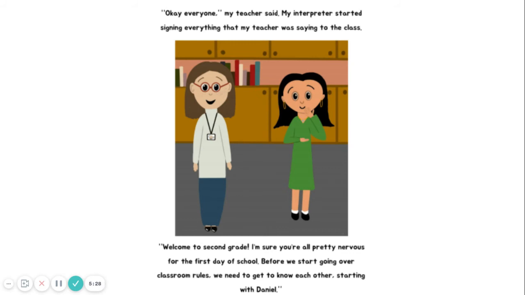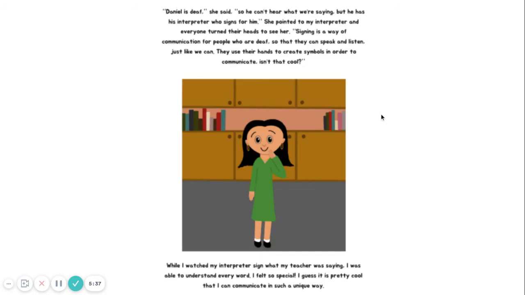I'm sure you're all pretty nervous for the first day of school. Before we start going over classroom rules, we need to get to know each other, starting with Daniel. Daniel is deaf, she said, so he can't hear what we're saying, but he has his interpreter who signs for him. She pointed to my interpreter, and everyone turned their heads to see her.